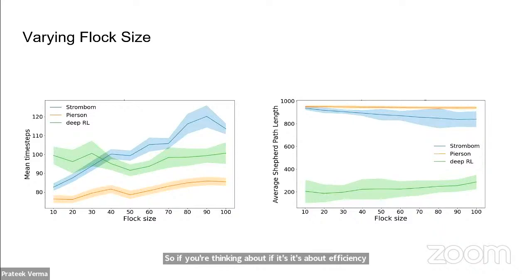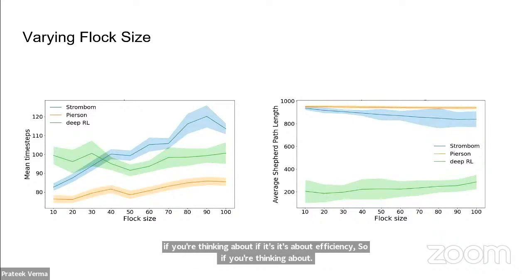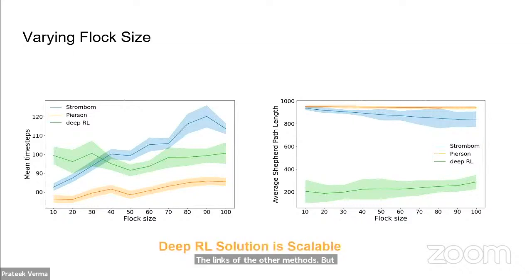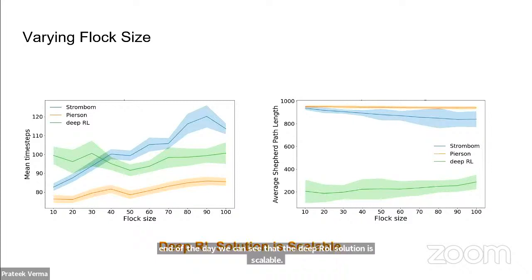An actual robot with a battery, you can think of it as energy consumption. And you can see here that the DeepRL method is taking paths that are 25% the lengths of the other methods. But basically, at the end of the day, we can see that the DeepRL solution is scalable as the flock size increases. The next few experiments are going to be on robustness.